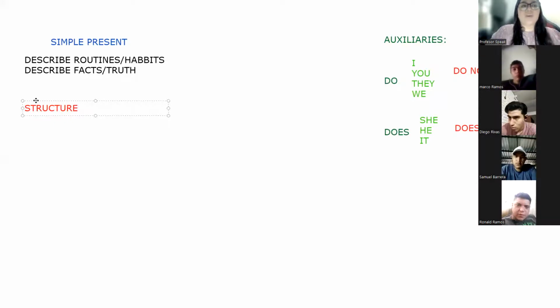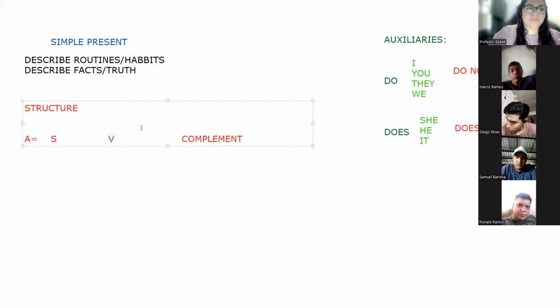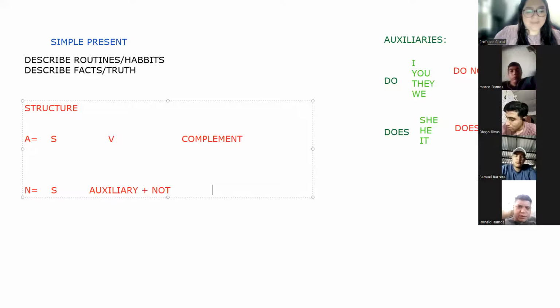For the structure, we have a subject, the affirmative, right? Affirmative. We have subject, verb, and complement. For the negative, we have subject, auxiliary, plus not, the verb and the complement.